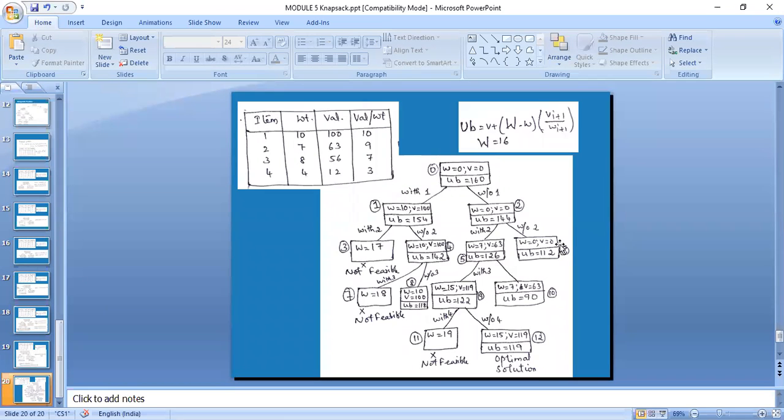All these are considered to be live nodes. So compare all the live nodes. Among all the live nodes, node number 9 is considered to be the most promising, and you are generating it further to get a solution. Now when you get node number 11 and 12, 11 is not feasible, 12 is feasible. You are calculating the value too. So node number 12 is compared with 8, 10, 6. Among 8, 10 and 6, which is the best one? Best one is 12. So that becomes your optimal solution.